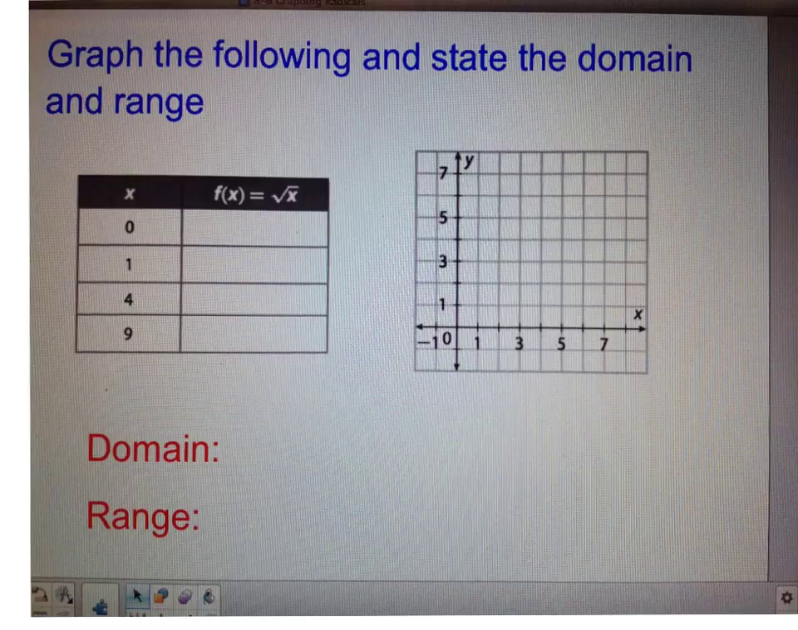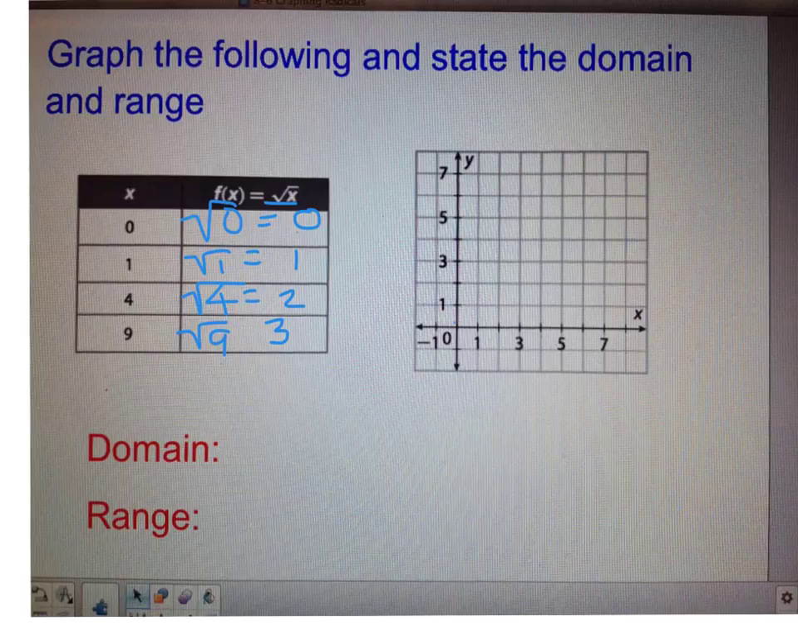So first thing we're going to do here is just look at the normal square root function. And to do that, we're just going to plug in numbers into x. So if f of x is the square root of x, here it's asking me to find the square root of 0, square root of 1, square root of 4, and square root of 9. Hopefully you don't need a calculator to do any of these. Square root of 0 is 0, square root of 1 is 1, square root of 4 is 2, square root of 9 is 3.